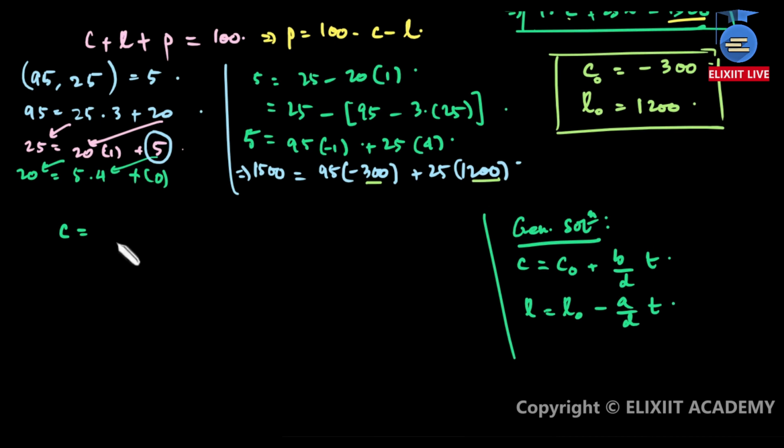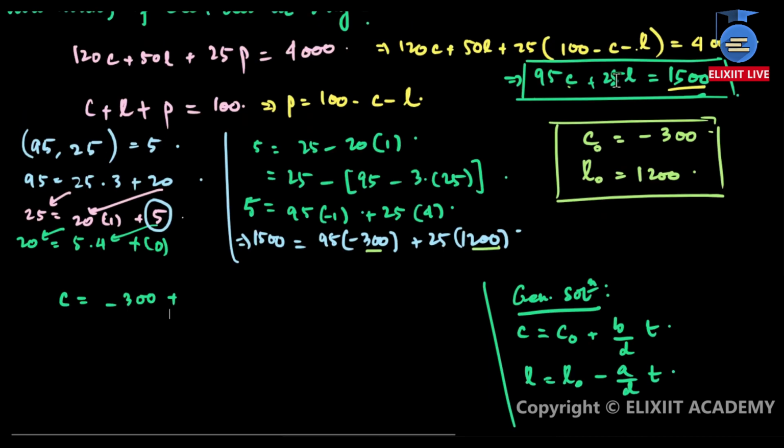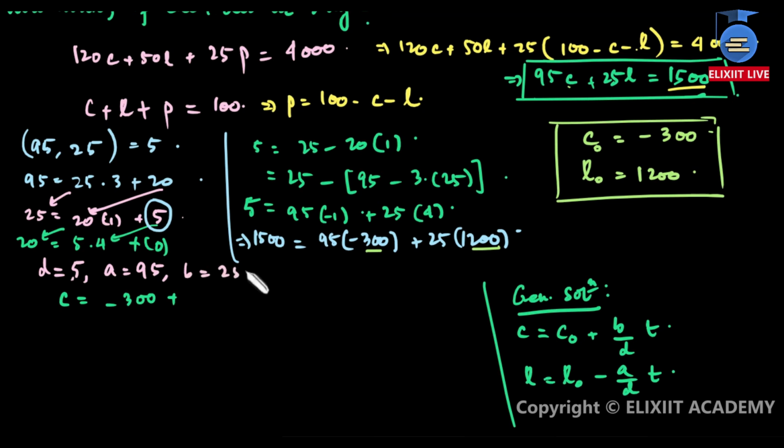C is basically minus 300 plus B by D. What is B in this case? B is 25, right? Okay. Initially, what you can do is write it down. D is 5, this is D, GCD is 5. What else? A is 95. B is 25.